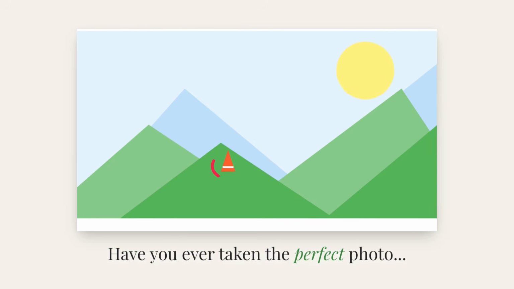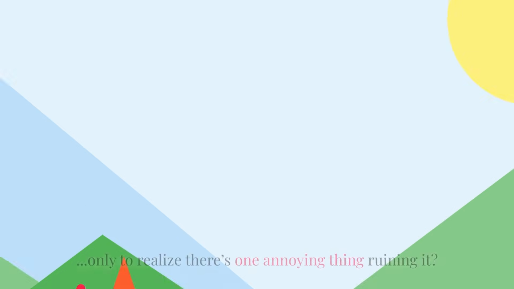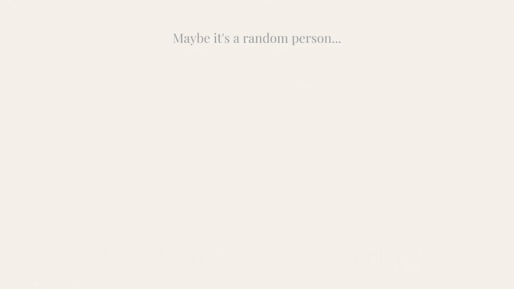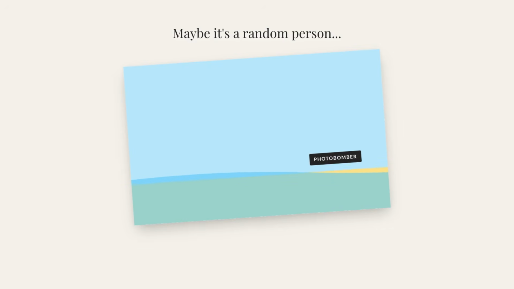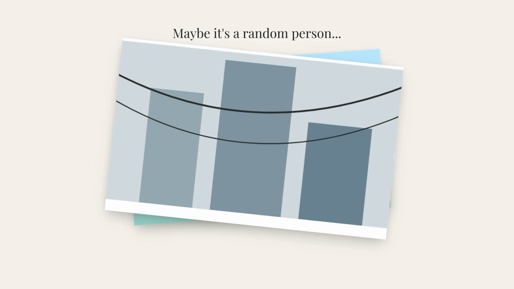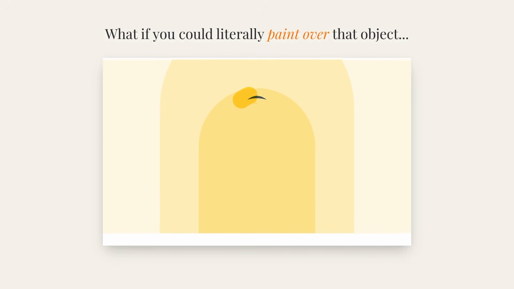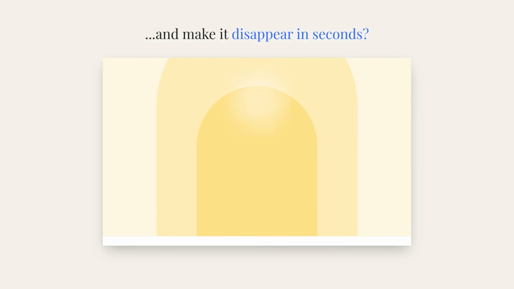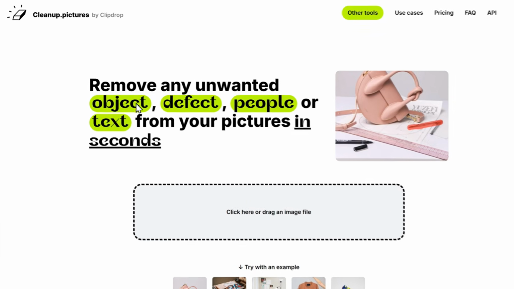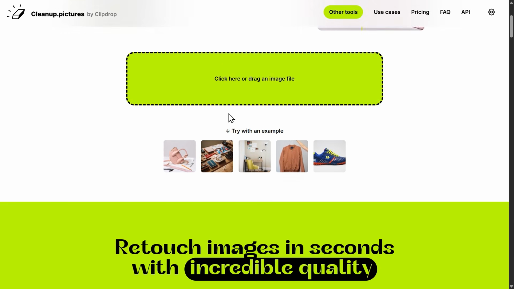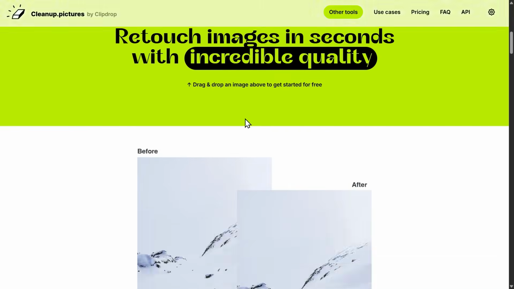Have you ever taken the perfect photo, only to realize there's one annoying thing ruining it? Maybe it's a random person in the background, a distracting object, a logo, a wire, or just something you wish wasn't there. Well, what if you could literally paint over that object and make it disappear in seconds? Today I'm checking out a tool called Cleanup.pictures, and honestly, it's one of the simplest AI photo editing tools I've tried. Let's see if it's actually as easy as it looks.